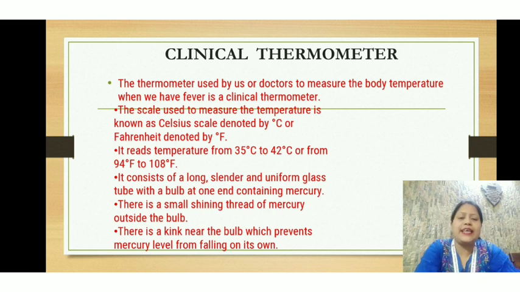There is a kink near the bulb which prevents the mercury level from falling on its own. A kink is nothing but a slight bend in the capillary tube, which prevents the mercury level from falling on its own. This kink is the special feature of the clinical thermometer which differentiates it from the laboratory thermometer. Clear, students? This was all the characteristics of a clinical thermometer.